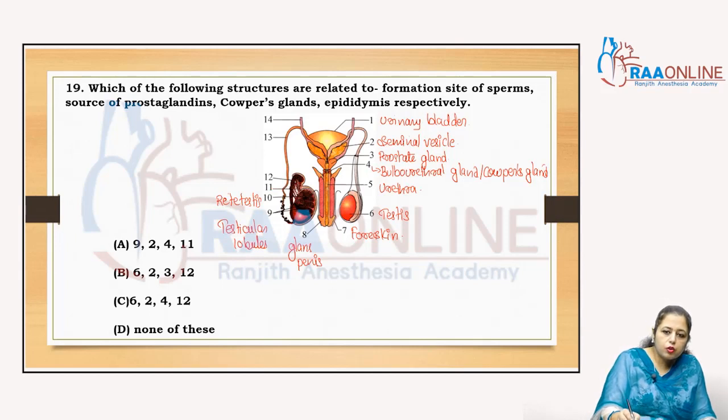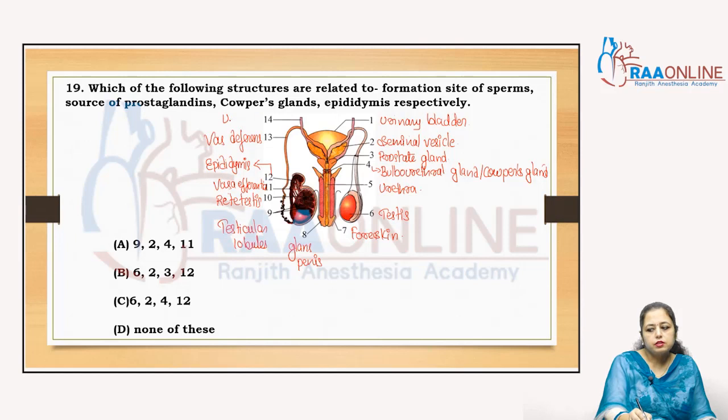These 11th are the cord-like structure you can see here, right? That is the vasa efferentia. These 12th, that is the epididymis. These 13th are the vas deferens. Right, and these 14th are the ureter. Right, these 14th one is the ureter.